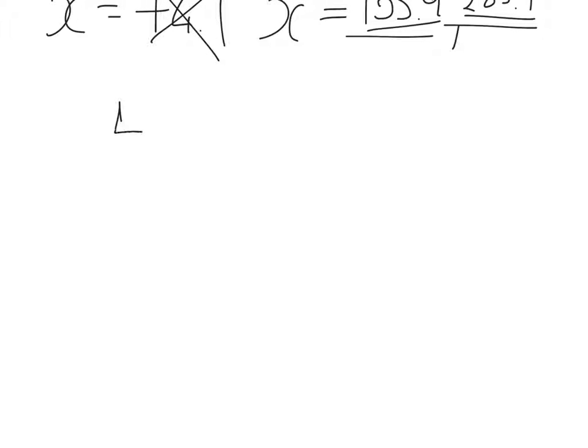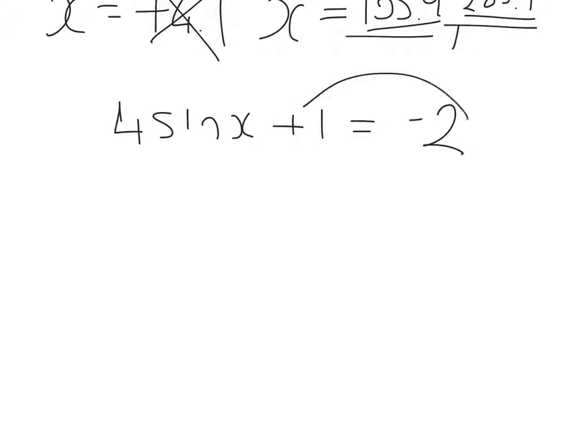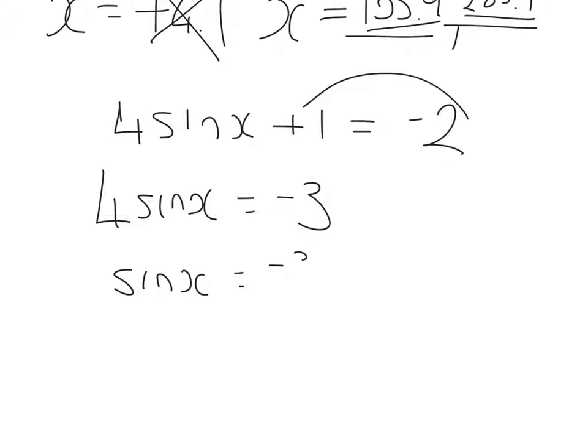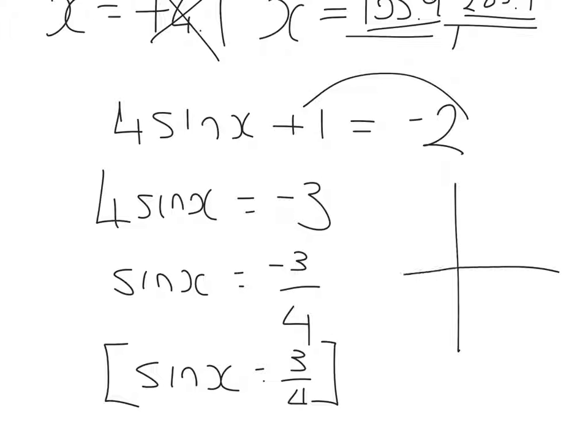Next one, we've got 4 sine x plus 1 is equal to minus 2. We'll bring the plus 1 across, change its sign. It's 4 sine x equal to minus 2 minus 1, which is minus 3. We'll then get sine x equals minus 3 over 4. So we'll change that to a positive result, and sine x is 3 over 4. So for sine, we would normally look in all in sine, but we've changed it from negative to positive, so we'll look in tan and cos.